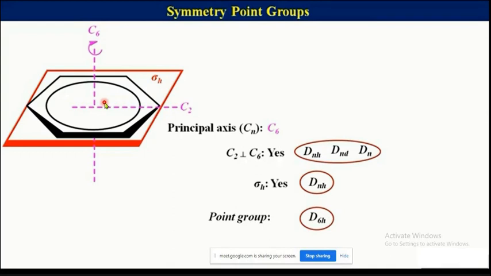Now in this direction, what is the next approach? You need to find out whether the given molecule is having sigma H or not. Now see, again sigma H is present. Look, the red one. So what can be the point group? C6H. Sorry, here C2 is perpendicular to C6. So what are the probabilities? DNH, DND, and DN. And then you will get D6H. Please pardon me for this.